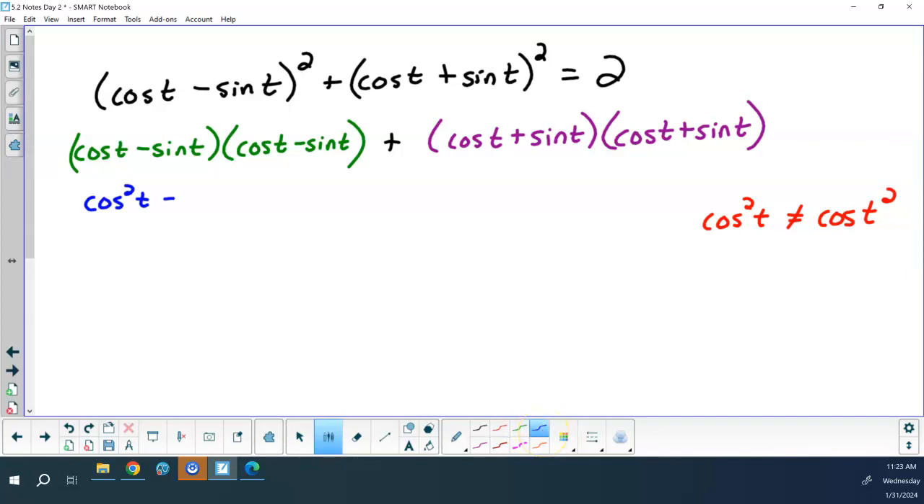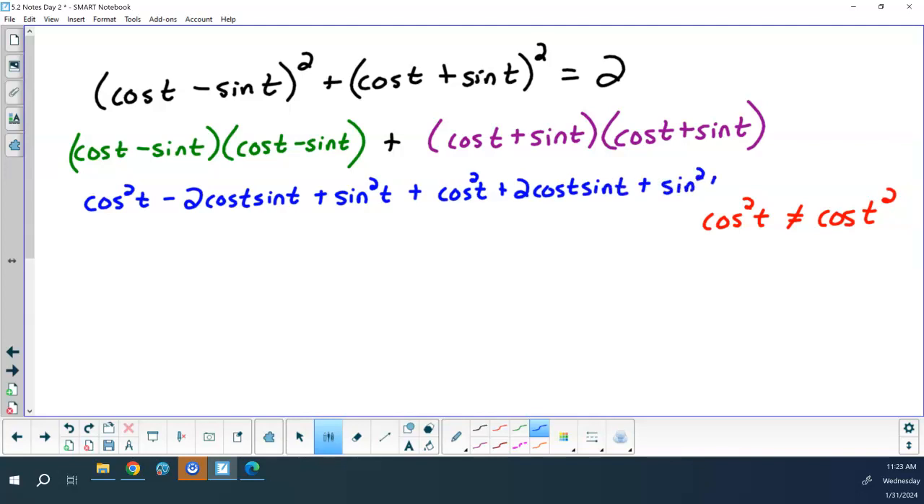Okay? Then this is going to be minus 2 cosine of t sine of t, then plus sine squared of t. Then this is going to be cosine squared of t plus 2 cosine of t sine of t, then plus sine squared of t. Oh, because I know how to do my algebra. Okay, so the first one is here, right?